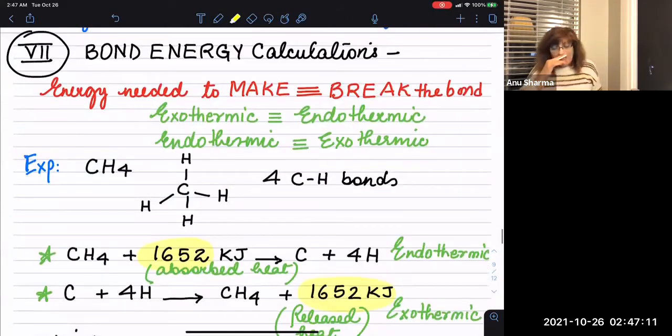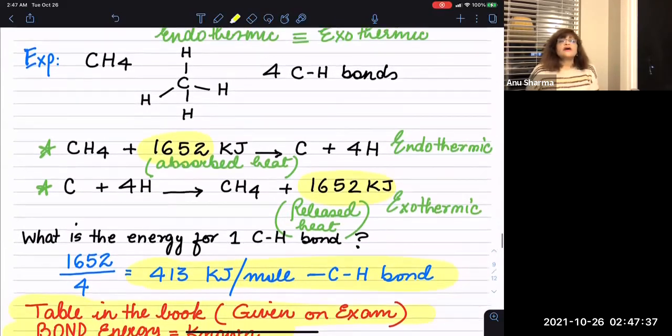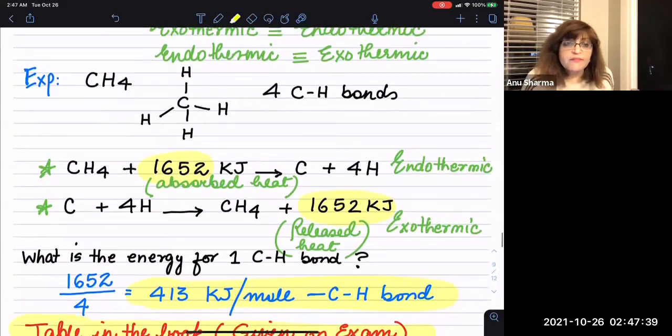Now we are going to look at the last part, which is the covalent compounds, the bond energy calculations. So the energy needed to make the bond is equal to the energy needed to break the bonds. So keep this in mind that the exothermic reactions on one side are going to be endothermic on the other side. Similarly, endothermic on one side is going to be exothermic on the other. Now let's look at the interesting part, which is methane, CH4, made up of 4 CH bonds.